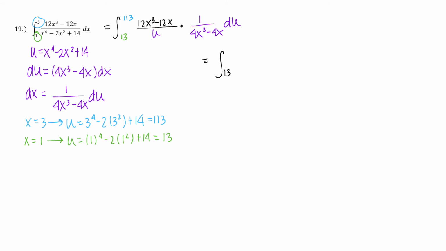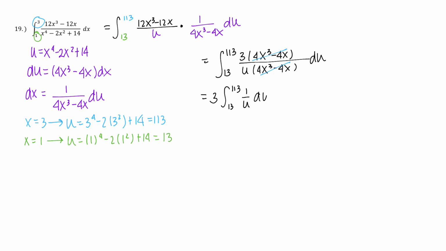So I have 13 to 113. Pulling a 3 out of the top, we have 4x cubed minus 4x all over u times 4x cubed minus 4x du. And now those cancel. I'm going to pull this 3 out front. So we have 1 over u du. So this will be 3 ln absolute value of u, evaluated from 13 to 113.